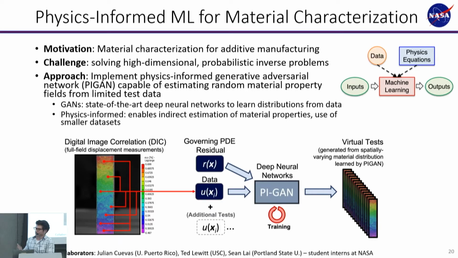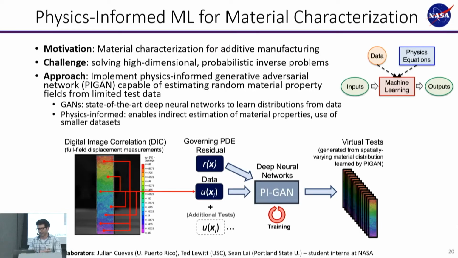The challenge here is we need to solve a really high-dimensional probabilistic inverse problem. So we're trying to estimate the stiffness in a specimen, which varies in space across the specimen, but also varies from specimen to specimen. So we're trying to capture both spatial and inherent variability of the material properties.